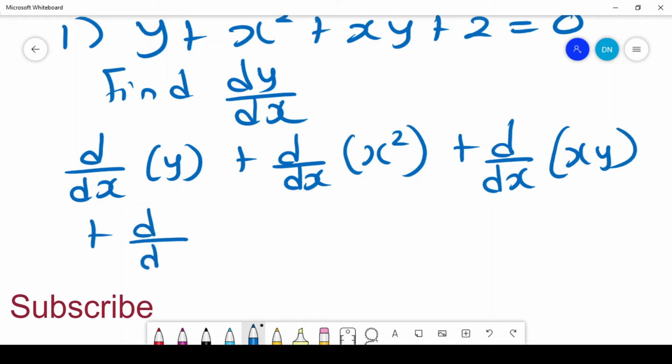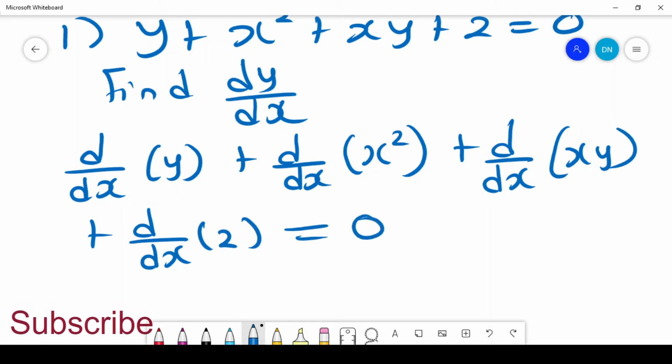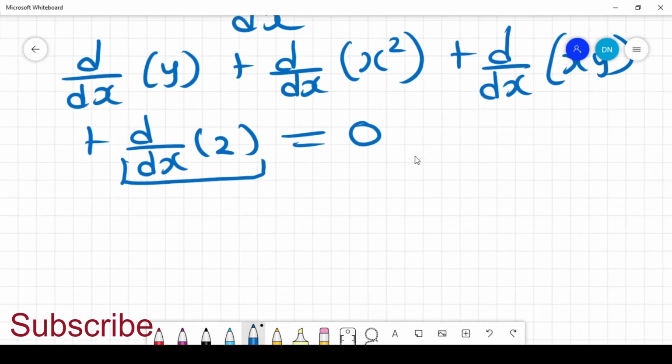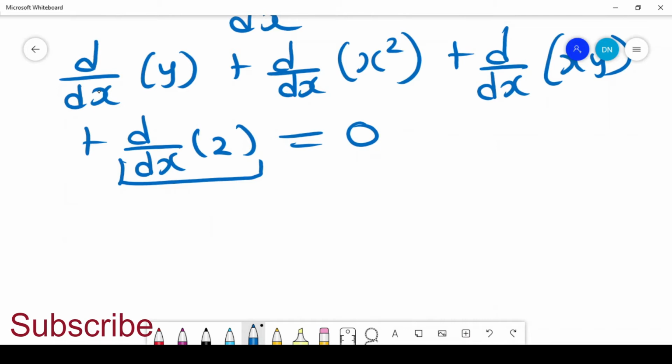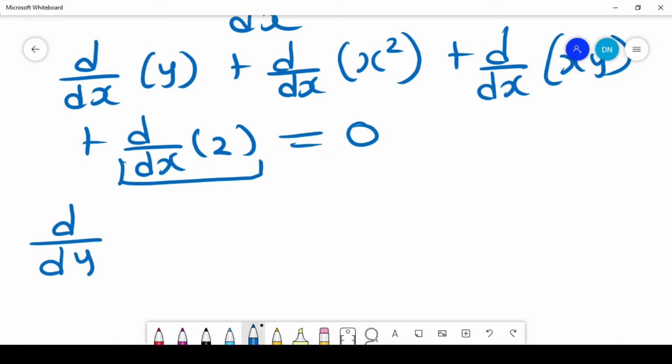Everything will be differentiated with respect to x. Definitely if I differentiate 0, it remains 0. We already know that this will be 0 because this is a constant. So at least that is sorted out. Now let's look at the others. Now if I find d/dx of y, it will not give me 0. So what I'm going to do is apply a little trick with some knowledge of the chain rule.